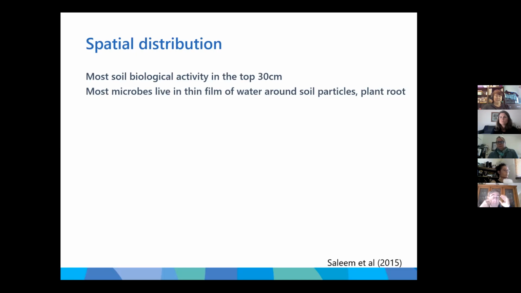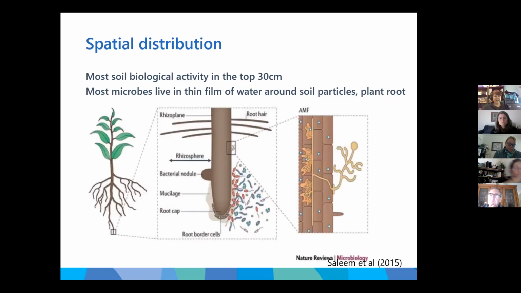But interestingly, and something we often forget, is most microbes live in the thin film of water around soil particles and plant roots. So they're actually water-based organisms, they're aquatic. And so they move in a tiny, tiny thin film of water. And so here's a diagram, which is a plant root blown up. You've got root hairs, and you've got what's called the rhizosphere, so the area around the root where all of these organisms are very abundant and very stratified. So they're very much found in this area here.